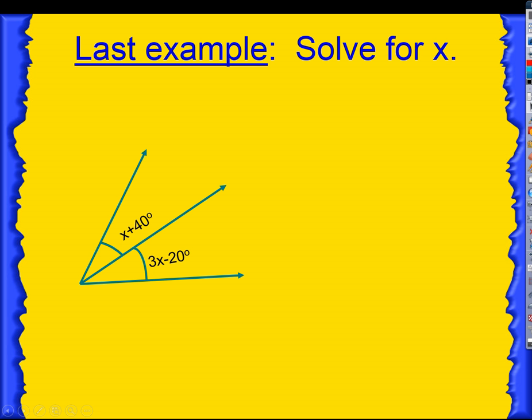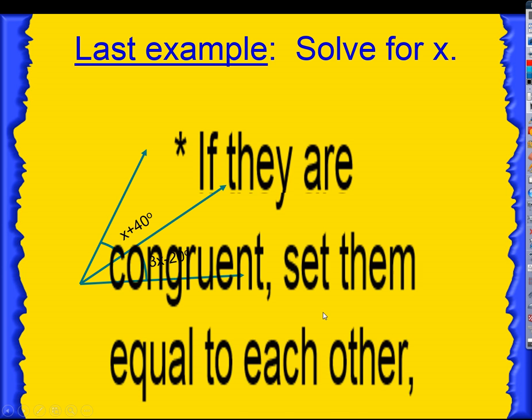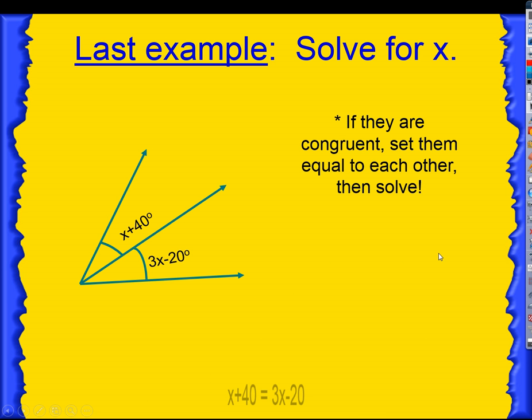What can we do here? X plus 40 equals 3x minus 20. Yeah, okay, so I can set those equal to each other, can't I? Right? Because I know that I've got an angle bisector, so the measure of this angle has to equal the measure of that angle. Set them equal, and just solve, right? Subtract the x to this side, add the 20 to that side. I get, what, 2x equals 60, so what's x?